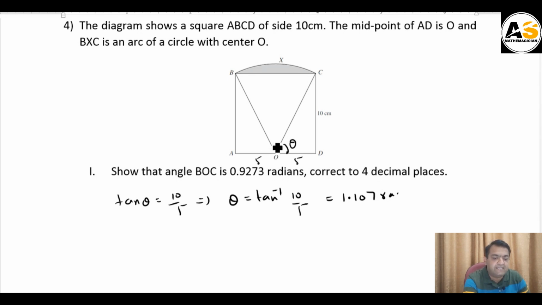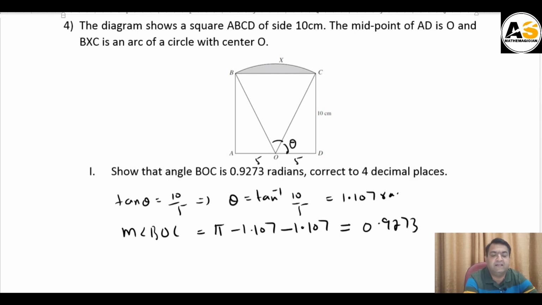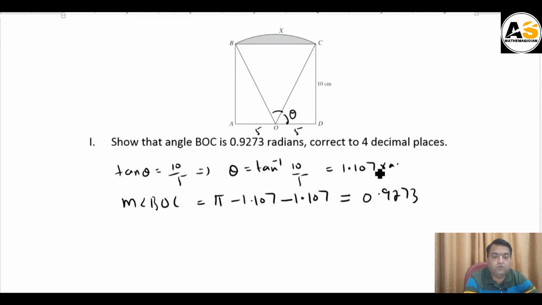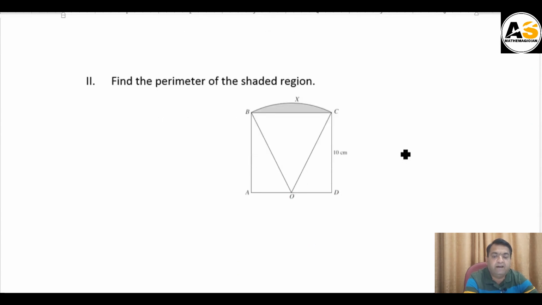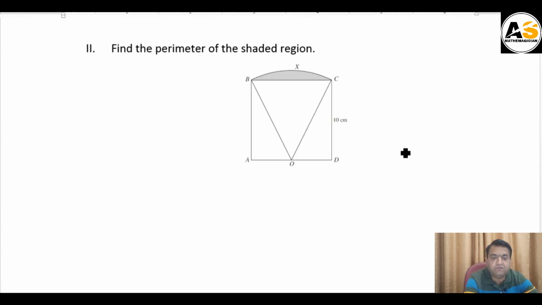Similarly, this angle is also 1.107. So what will be this angle? The required angle BOC is equal to pi minus 1.107 minus 1.107, which will be approximately 0.9273. Part 1 is done. So we have found this angle 0.9273. Now we have to find the perimeter of the shaded region.